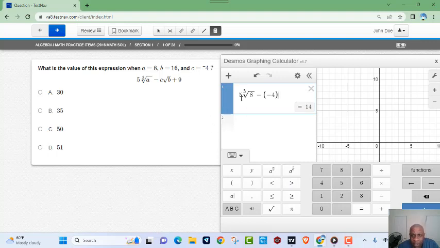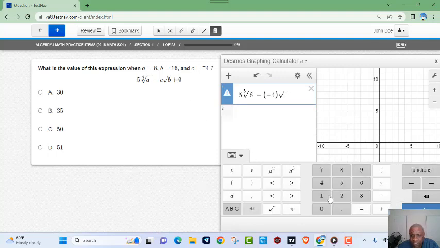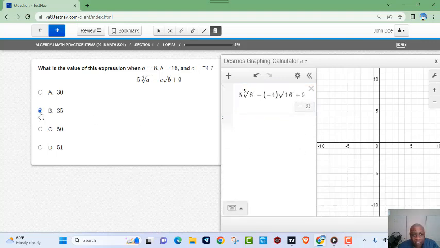So minus C, which is -4, times the square root of B. In order to get square root, you can simply type SQRT. And you see you get a square root. And it says B is 16, so the square root of 16, and then it says plus 9. Answer 35, so that would be answer choice B right there. Okay, let's go on to the next question.